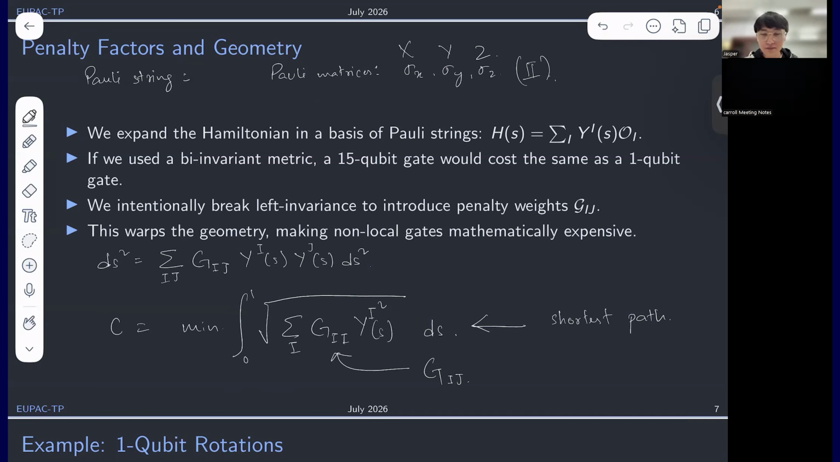So wait, the Yi's, those are the tensor product of the Pauli matrices, right? So they're the basis elements. Yes, these are the basis. Okay. I'm just curious, what does it mean when you say take a square root of these basis elements? What does the square root mean in this context?